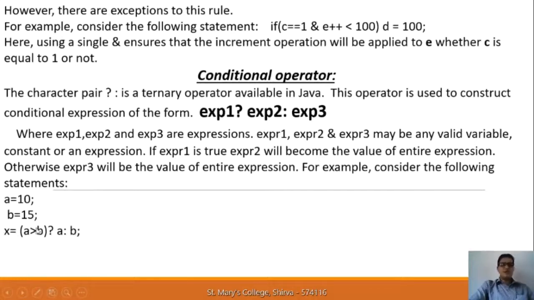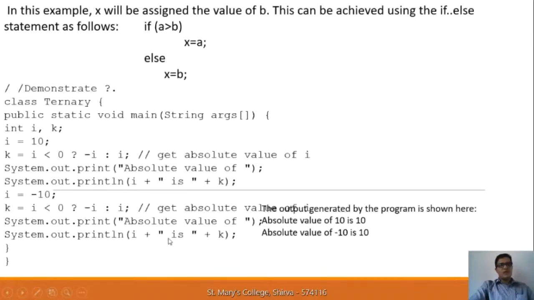Let us say 10 greater than 15. The condition is false, right? So automatically control moves to b. The value of b is stored in x. If you display the x value, it will display 15. And here we have a sample program related to this ternary operator. You can go through it.